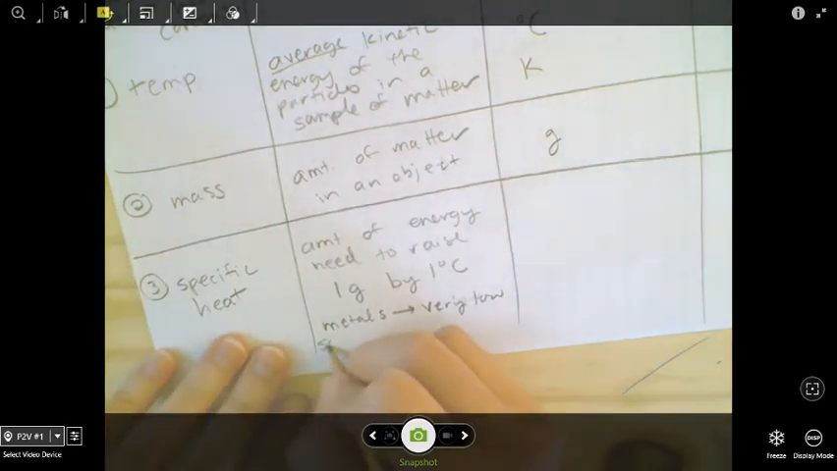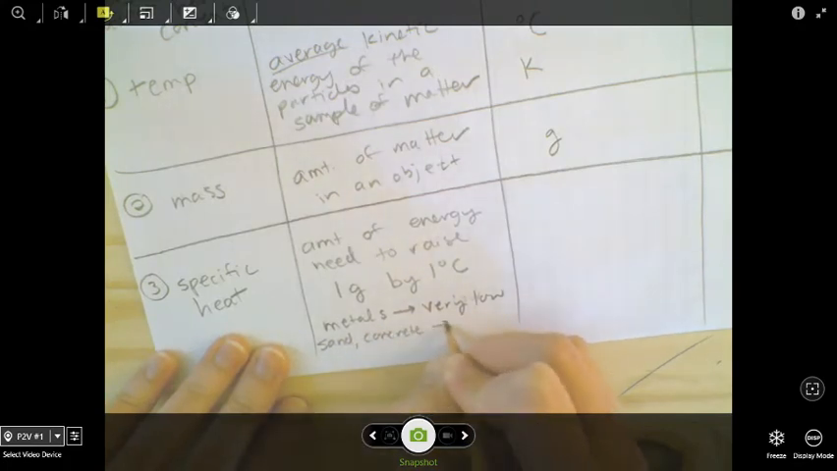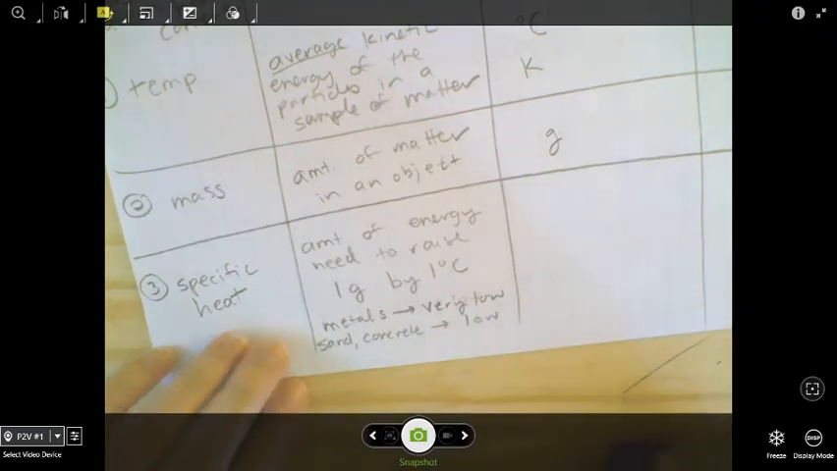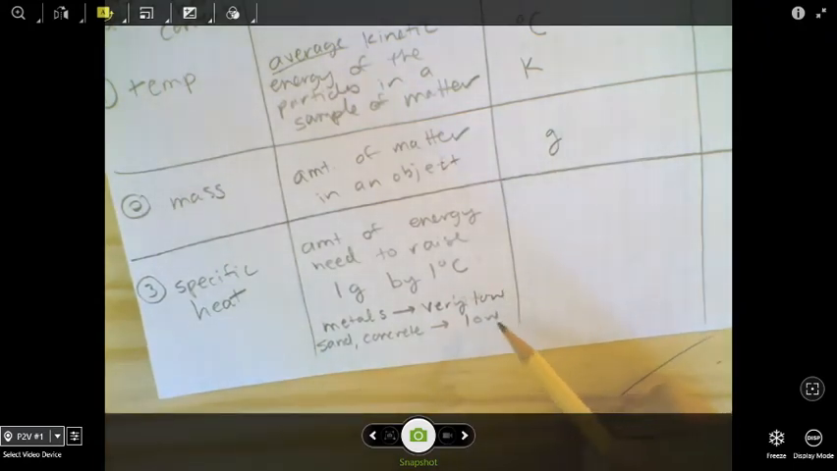Things like sand and concrete tend to have a somewhat low specific heat, not as low as metals. Like if you were at the beach and you had a piece of metal on the sand sitting out in the sun, the metal would heat up the fastest because it doesn't need much energy to get hot, but the sand would heat up pretty fast as well. Or the concrete sidewalk would heat up pretty fast as well.